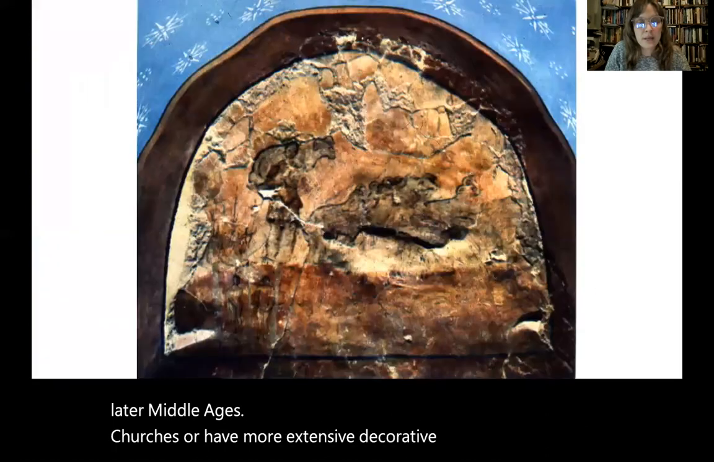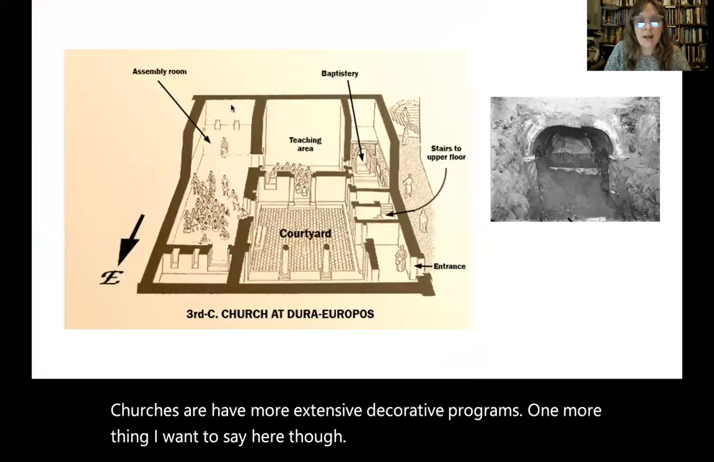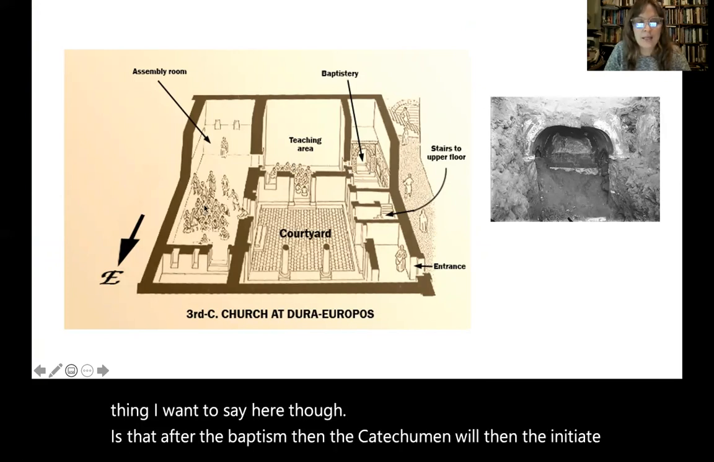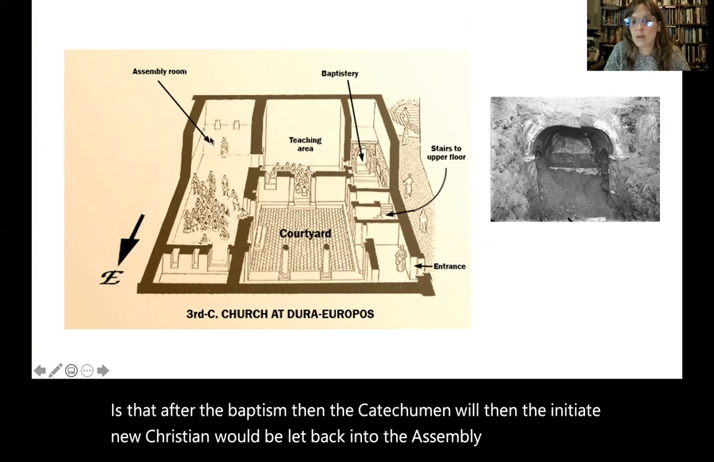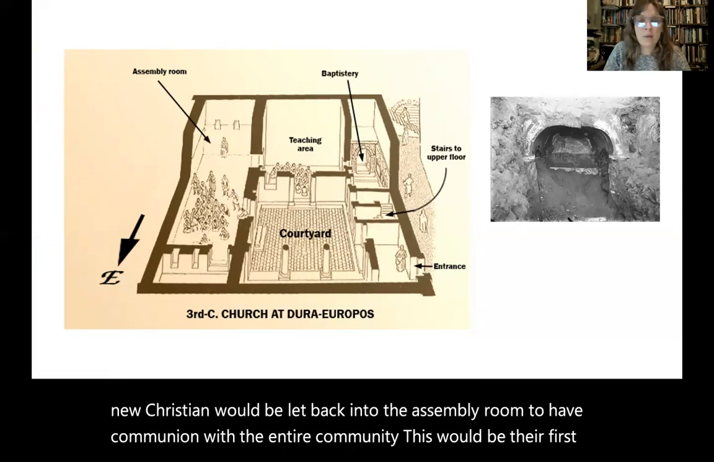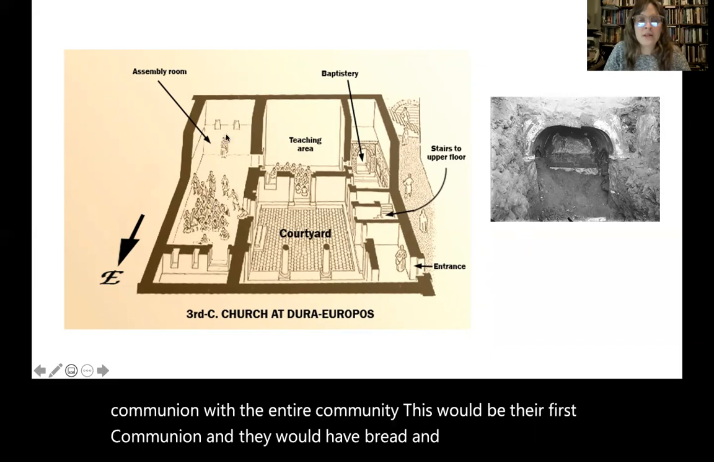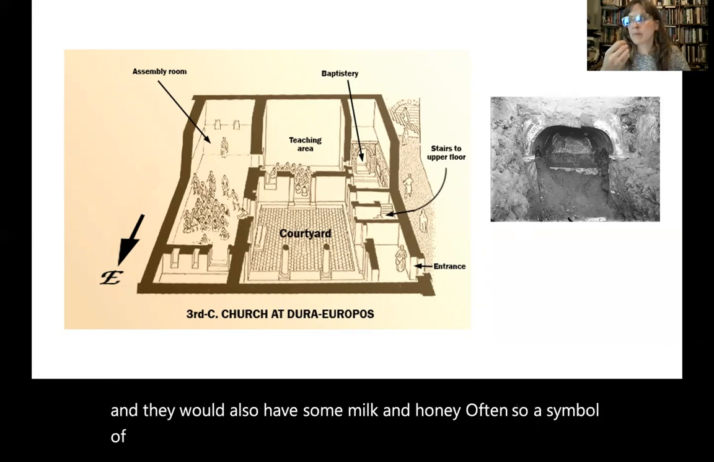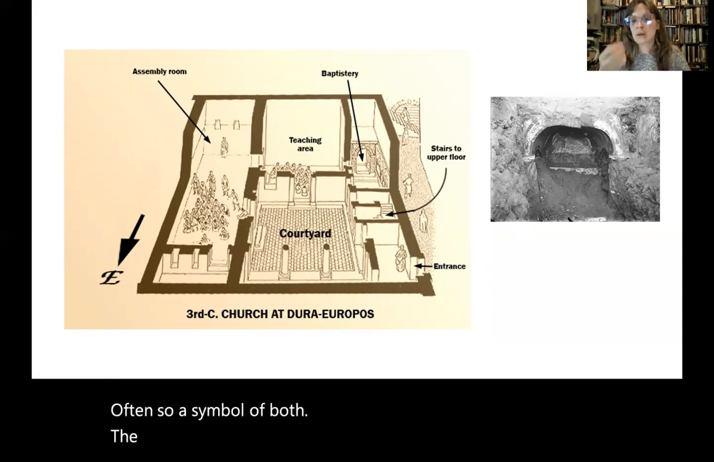Oh, one more thing I want to say here, though, is that after the baptism, the initiate, the new Christian, would be led back into the assembly room to have communion with the entire community. This would be their first communion, and they would have bread and wine. They would also often have some milk and honey, a symbol of both the promised land and a kind of spiritual baby food.